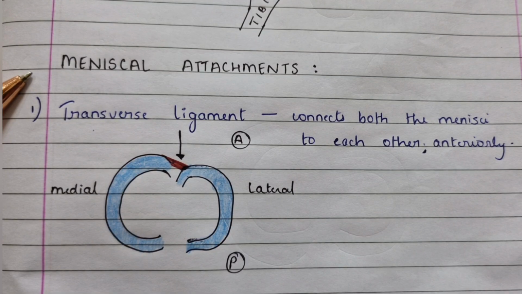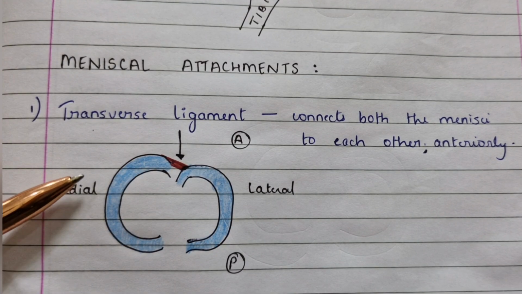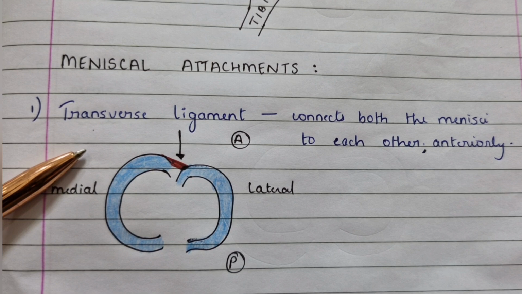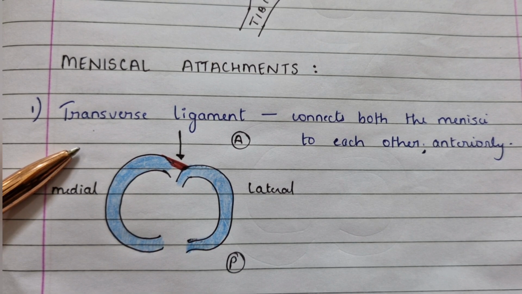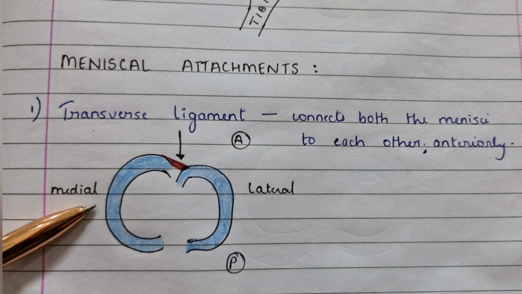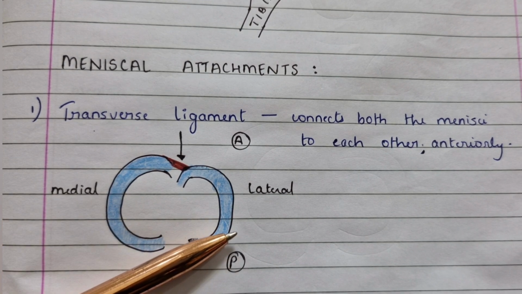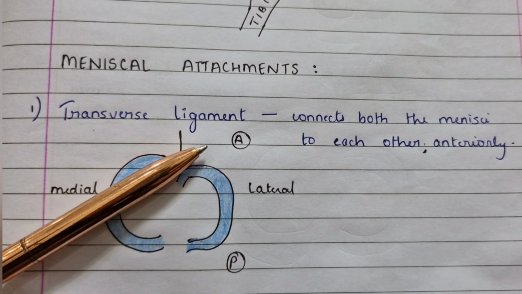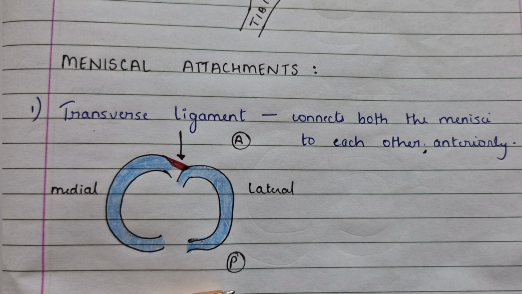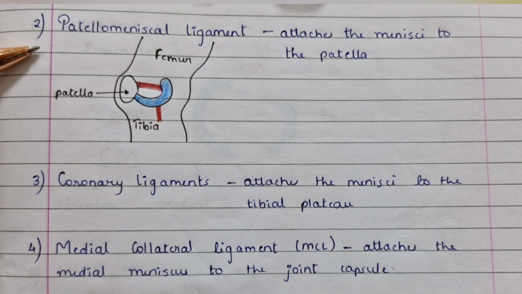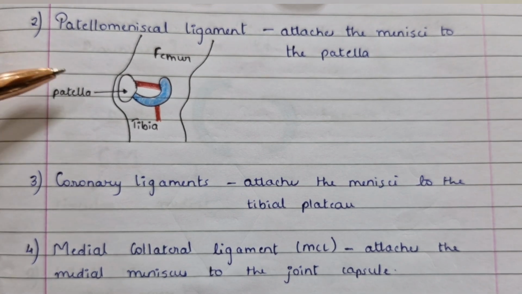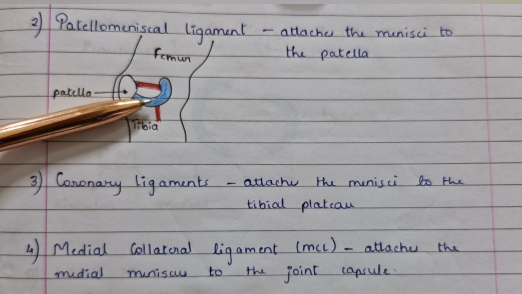Let's see the meniscal attachments. The first one is the transverse ligament. It connects both the menisci to each other anteriorly. So we have the medial meniscus and the lateral meniscus, the anterior portion and the posterior portion, and this is the transverse ligament. Then we have the patellomeniscal ligament. It attaches the menisci to the patella.